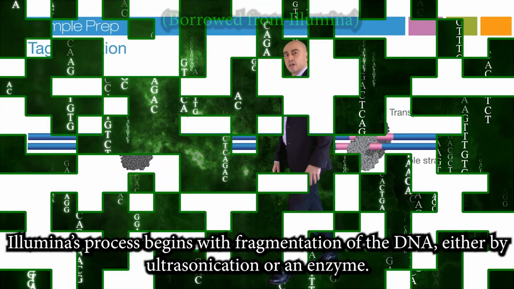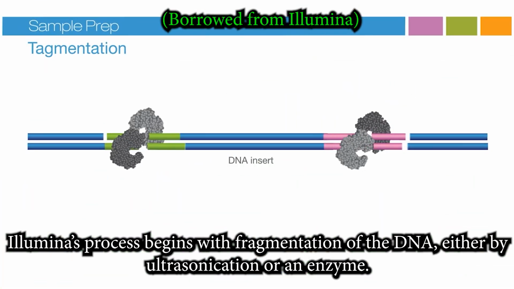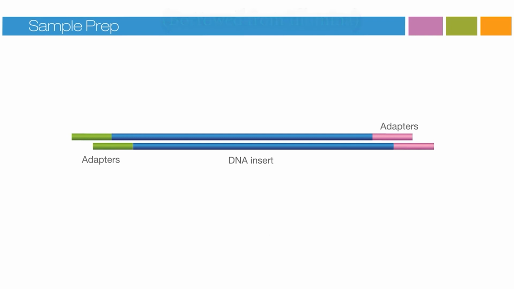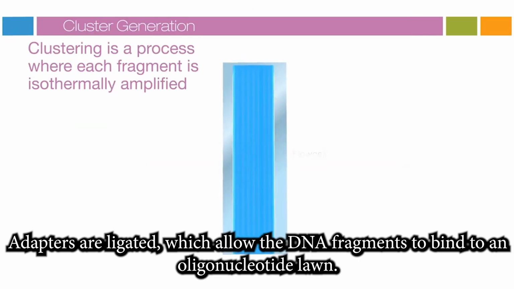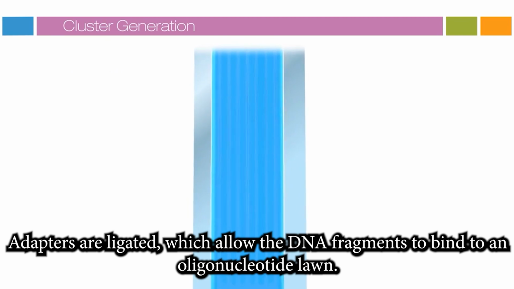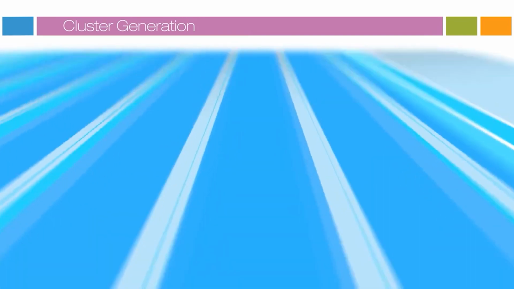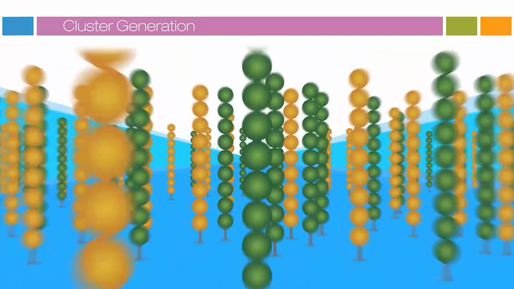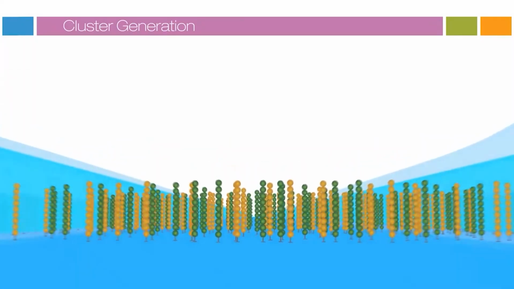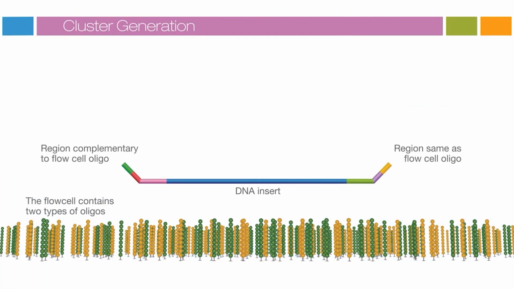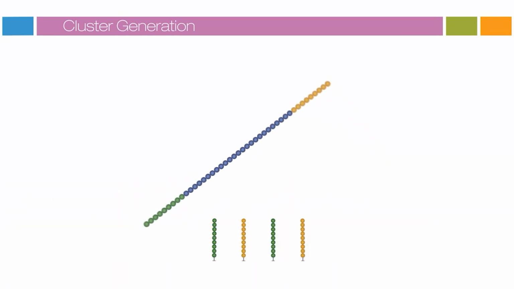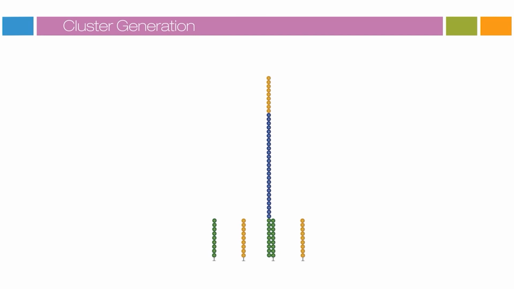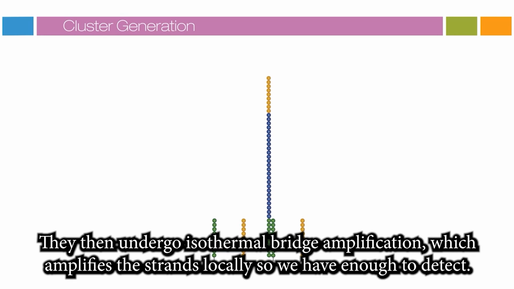Illumina's process begins with fragmentation of the DNA, either by ultrasonication or an enzyme. Adapters are ligated, which allow the DNA fragments to bind to an oligonucleotide bond. They then undergo isothermal bridge amplification, which amplifies the strands locally so we have enough to detect.